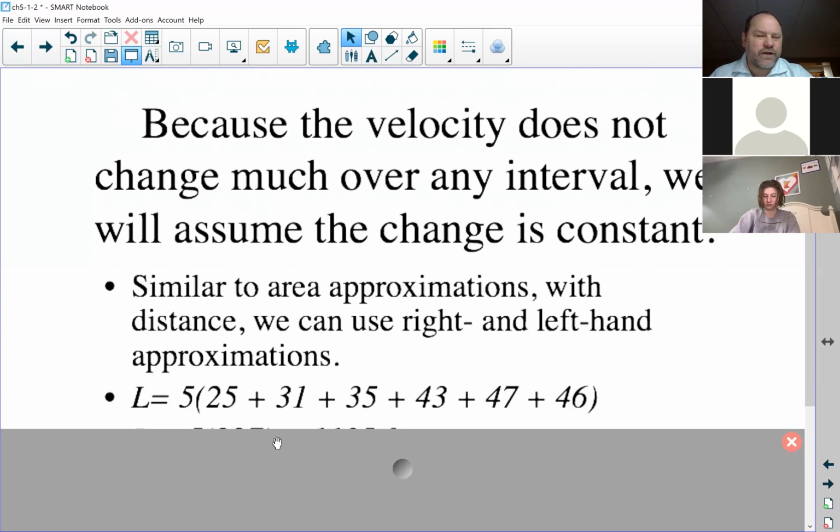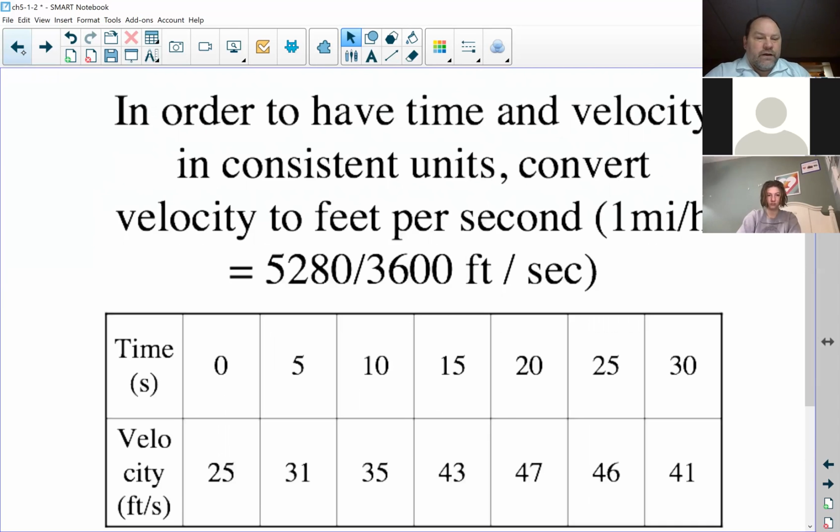So for our left-hand approximation, and I'm going to go back to the table just for a second. Our delta x in this case would be our change in time. It's 5-second intervals. Left-hand approximations, we would go with 25, 31, 35, 43, 47, and 46 for our velocities. For a right-hand approximation, we would take 31, 35, 43, 47, 46, and 41.